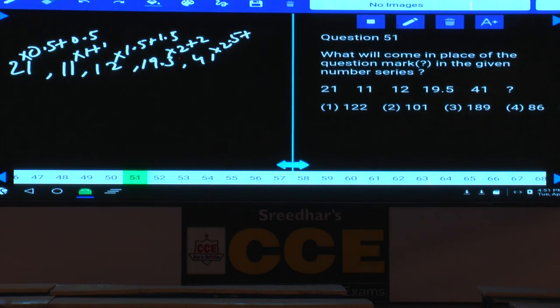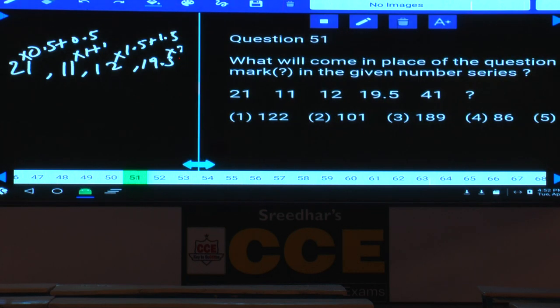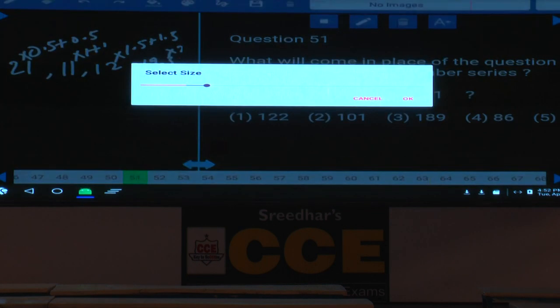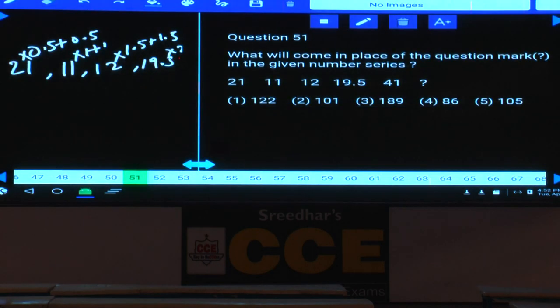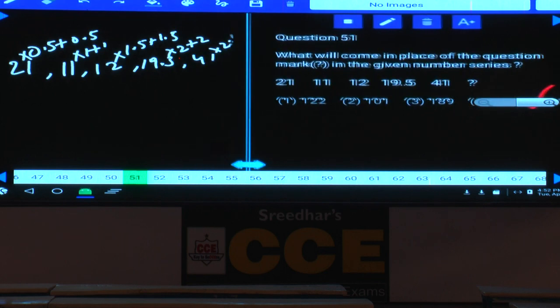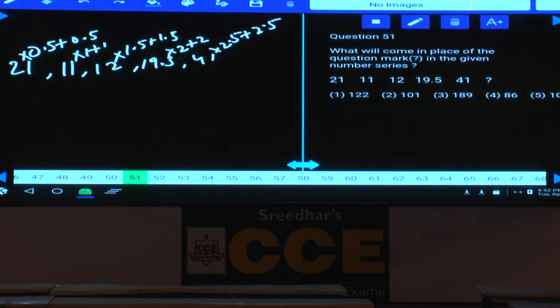41 into 2.5 plus 2.5, what is 41 into 2? 82. And 41 into 0.5 is 20.5. That is 82 plus 20.5, that will be 102.5, plus 2.5 will be, what is your answer here? 105. 105, that is given in choice 5. Done with this? 105, choice 5 is the answer. The given numbers are multiplied by 0.5 plus 0.5, then 1 plus 1, then 1.5 plus 1.5, then 2 plus 2, and 2.5 plus 2.5. That is question 51.